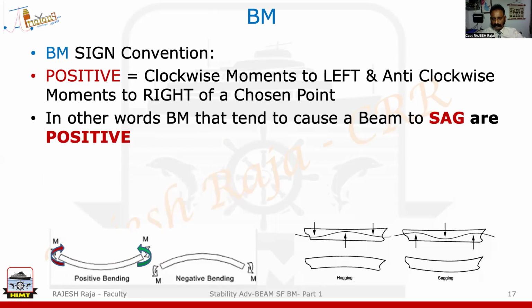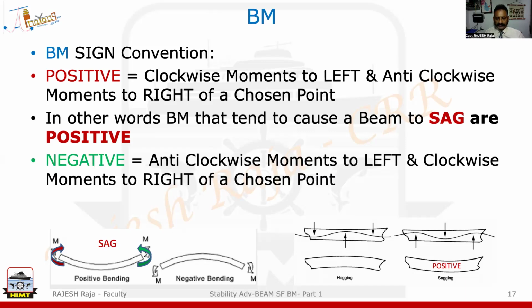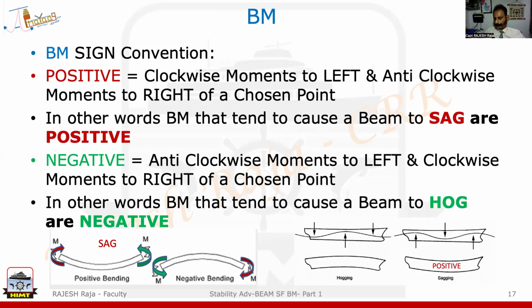Okay. In other words, BM that tends to cause a beam to sag is called positive, which means you can see this left side is sagging. You can see on the right side picture also, I'm showing you a sagging picture where it is positive. Now, what is negative? Negative is exactly opposite. I'm going to give anti-clockwise on the left side and clockwise moments on the right side, which is again telling you that this will create a hog. So that is why on the right side picture, I've shown you a hogging vessel as a negative sign convention.